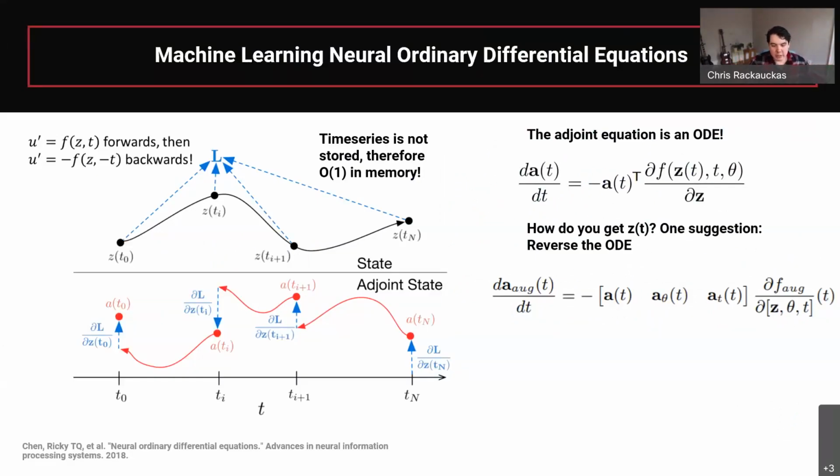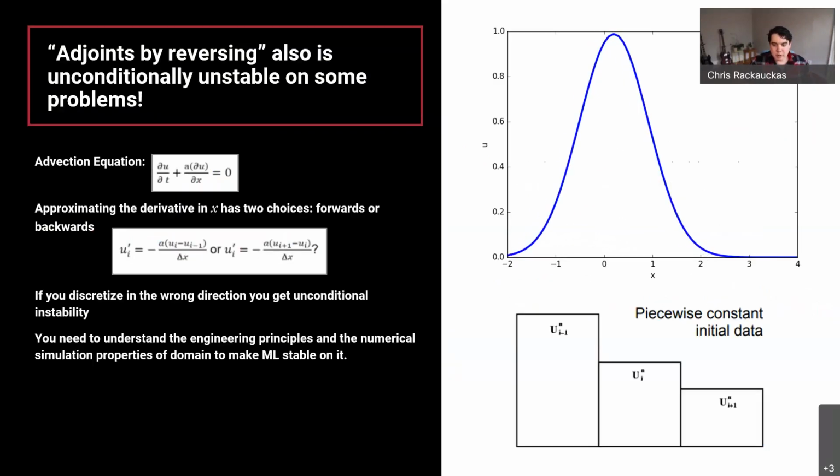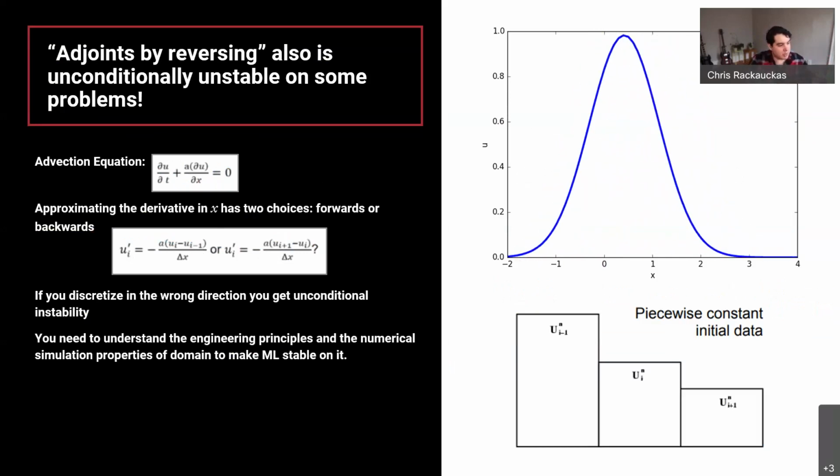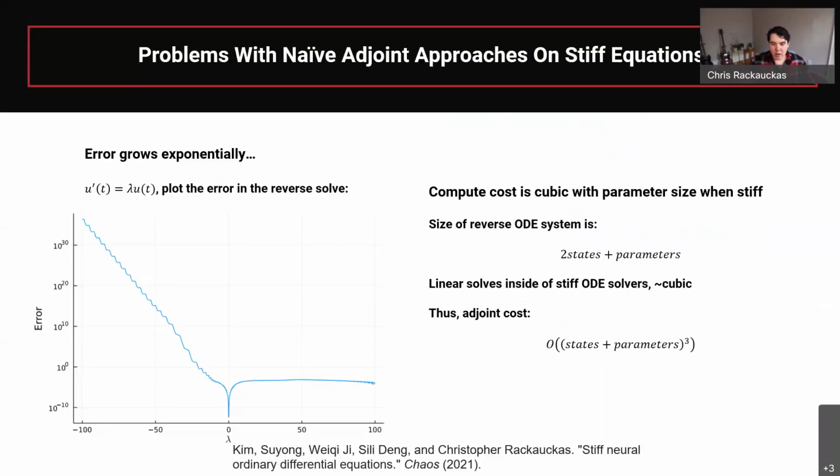This ends up being the least memory costly choice, but also if you try to do this reversing process, you can show that it's unconditionally unstable on a lot of cases, such as on partial differential equations, because it turns out that even though you can reverse any ODE, you cannot necessarily numerically reverse any ODE in a way that is numerically stable. So that's another aspect to think about, right?